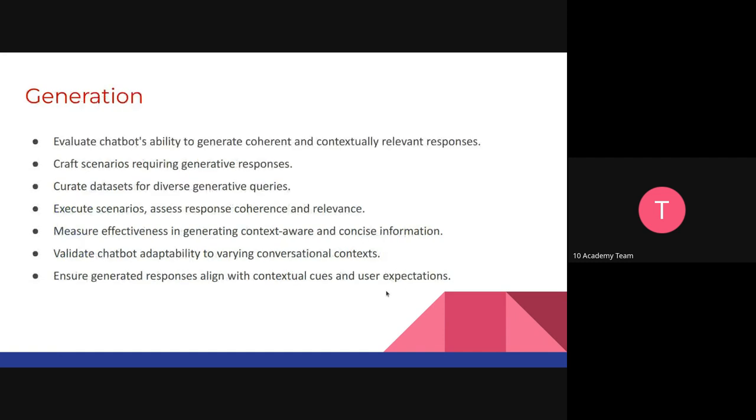For the generation part, the same thing happens as well. You make sure you test your generation with different scenarios, evaluating the chatbot's ability to generate coherent and contextually relevant responses. You create different scenarios and different types of queries, and see how well the generative model is doing, and the retrieval, how well it's doing and how fast it's responding. These are just areas to look for when you move to the testing level of your RAG application.